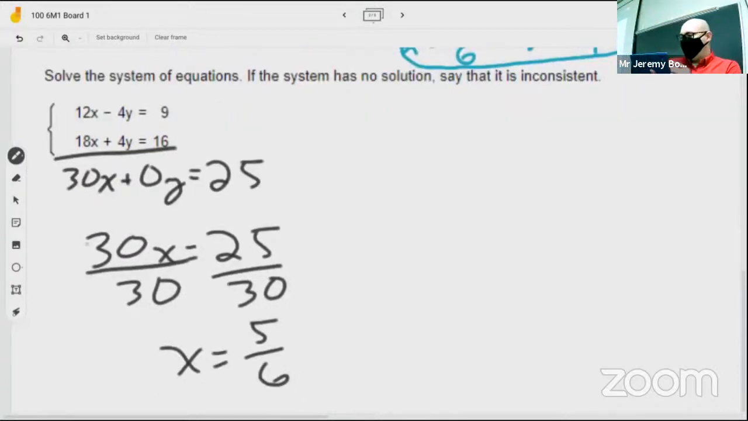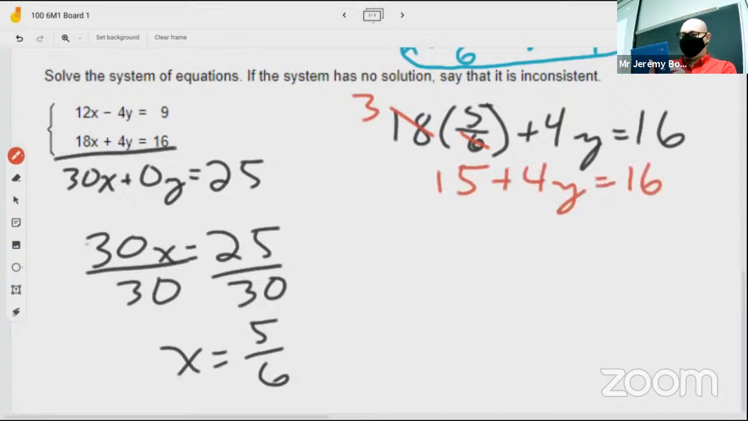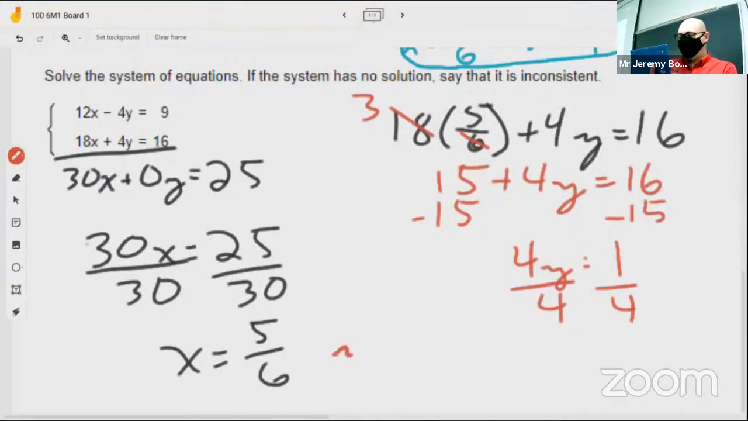And so now if we work that out, it doesn't matter which one we choose here. Now let's do the other one, then we won't have the negative to worry about. So 18 times 5/6 plus 4y is equal to 16. This 18 and the 6 will reduce. This would be 3, and now the 6 will be 1. So we end up with 3 times 5, which is 15, plus 4y is equal to 16. And we subtract 15 from both sides. You get 4y is equal to 1. And divide by 4, and you get y is equal to 1/4.